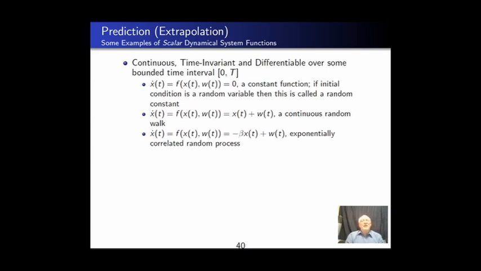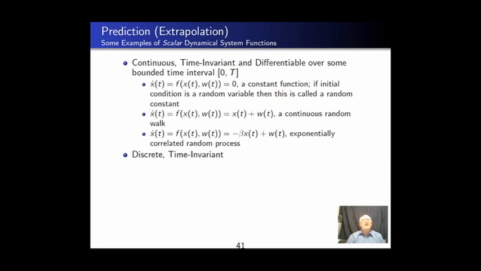And if it's equal to some factor minus beta times the state value at time t, plus noise, then this is what we would call an exponentially correlated random process. We'll get into these in a lot more detail later, just kind of throwing these out to expose you to some jargon and so that you can see what the mathematical models look like. And we'll be encountering these a lot.